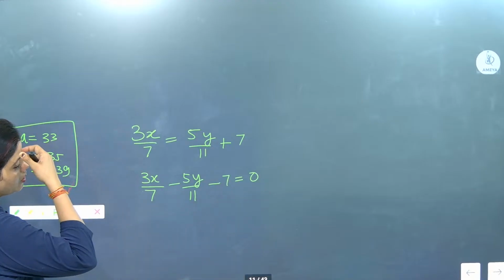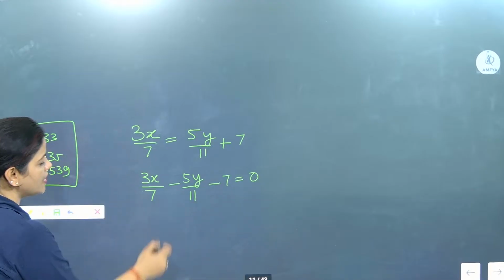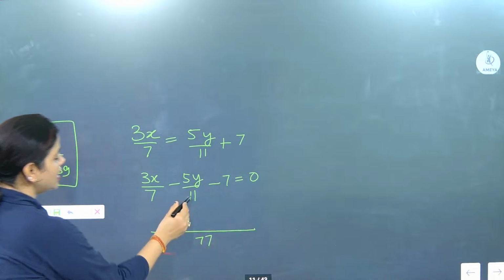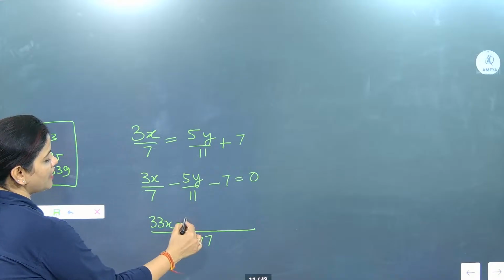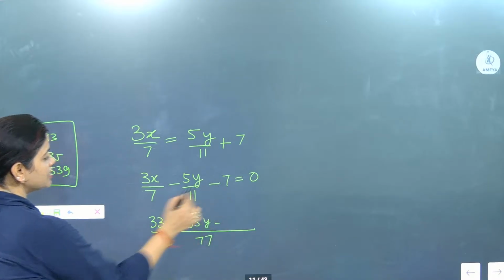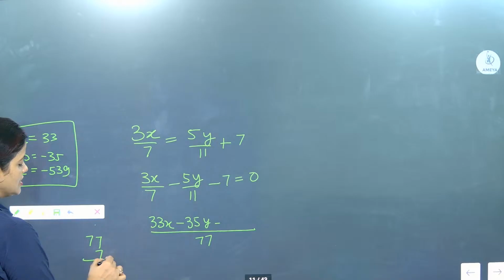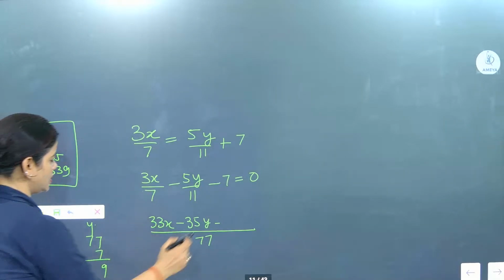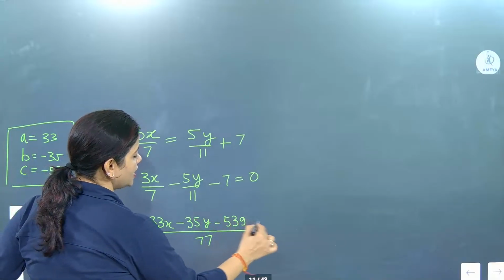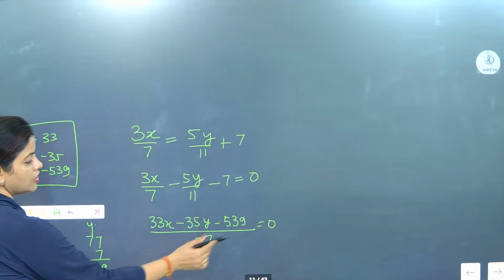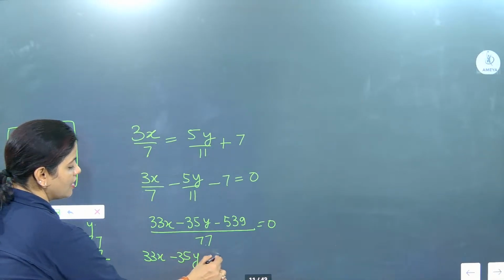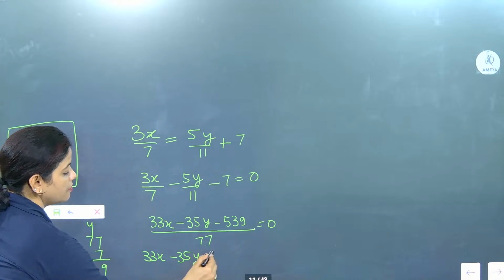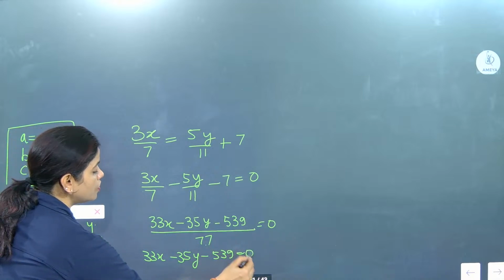So what we will do is cross multiplication. The LCM of 11 and 7 will become 77. So 11 will multiply with 3, it will become 33x. Now 5 will multiply with 7, 35y. Now 77 will multiply with 7, which is 539. So 33x minus 35y minus 539 equal to 0.